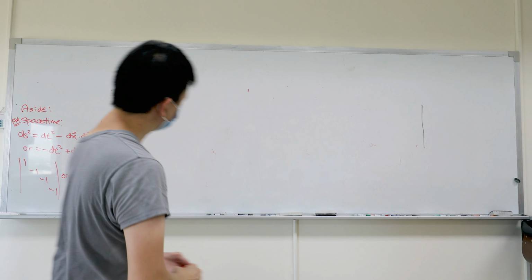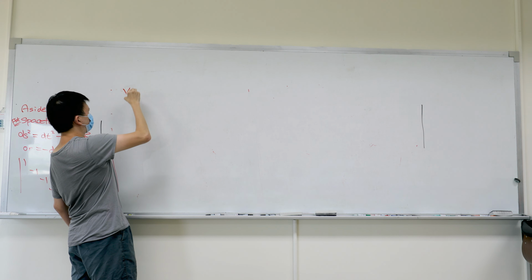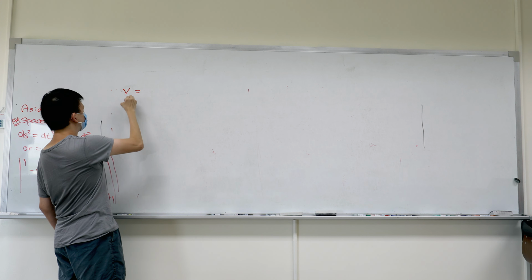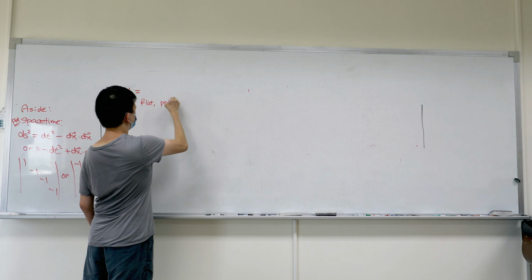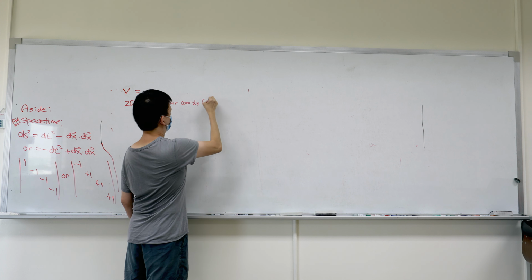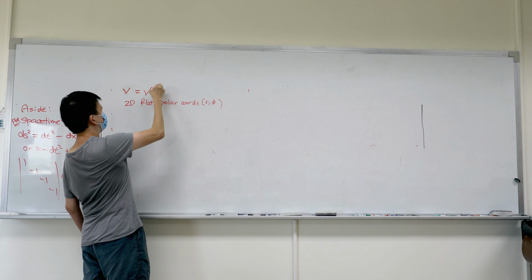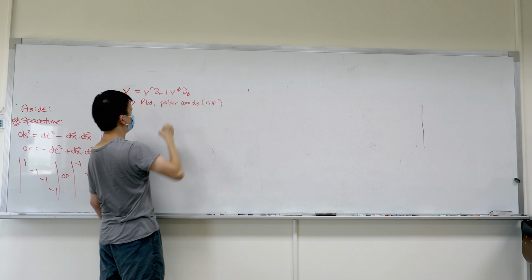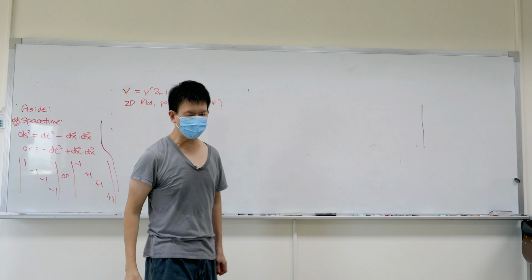the tangent vectors in two-dimensional flat space, but I'm going to do it in polar coordinates. So 2D flat, but in polar coordinates. R and phi. So that means that you have V of R, dr, plus V of phi, d phi. Right? That's what a tangent vector is. It's a directional derivative.